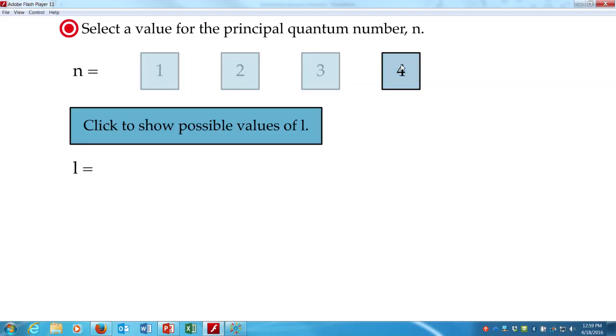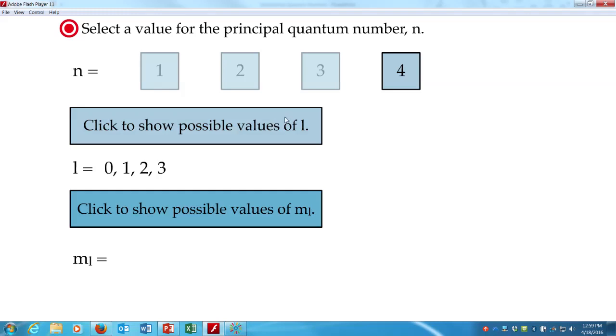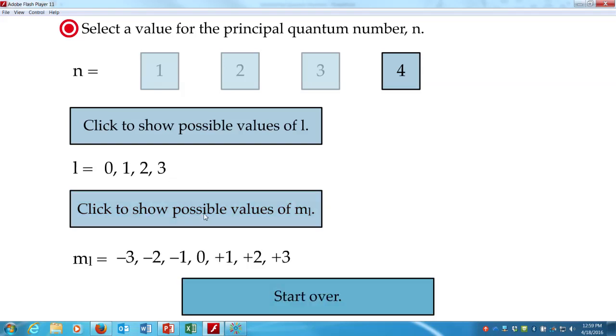The possible values for L if n equals 4 are 0, 1, 2, and 3. Assuming we already know what 0, 1, 2 look like, let's look at what m sub L could be if L is 3. In that case, the possible values for m sub L are -3, -2, -1, 0, 1, 2, or 3. Recall that if L is 3, we are talking about an f orbital, and that there are 7 f orbitals represented by the 7 values of m sub L shown here.